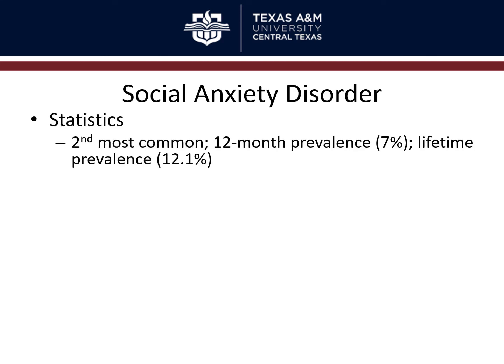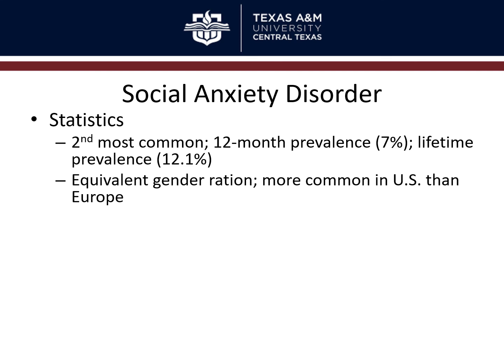It's the second most common of the anxiety disorders, right? Specific phobia being the first, social anxiety being the second most common. 12-month prevalence of 7%, lifetime up to 12.1%. Interestingly, this is the one anxiety disorder that has an equivalent gender ratio, so about equal numbers of men and women. And it's also one that's more common in the U.S. than Europe. Most of the other ones, America and Europe, tend to be pretty similar, and then non-Western countries tend to have lower rates of most of these disorders.